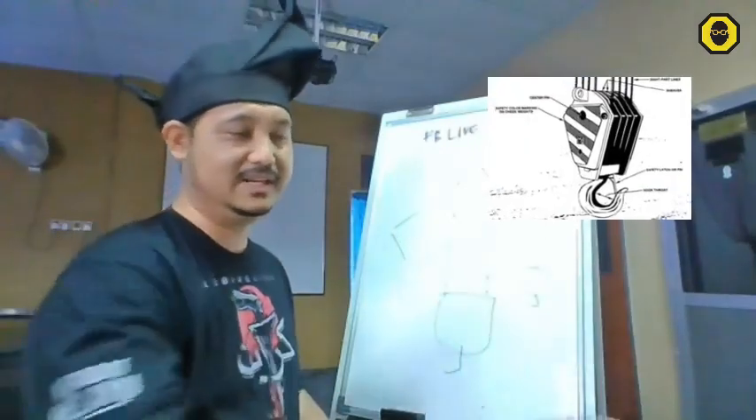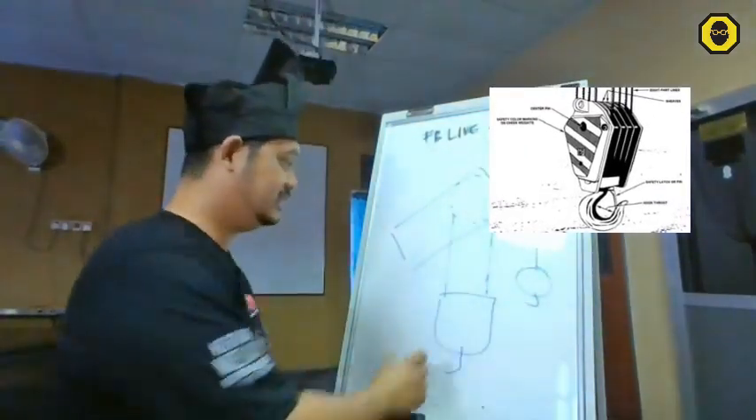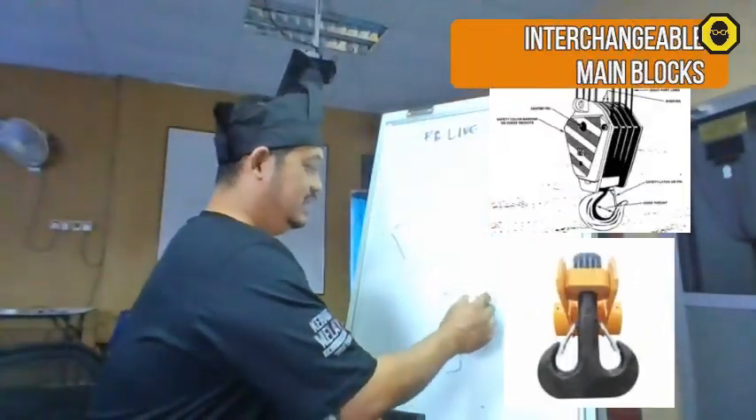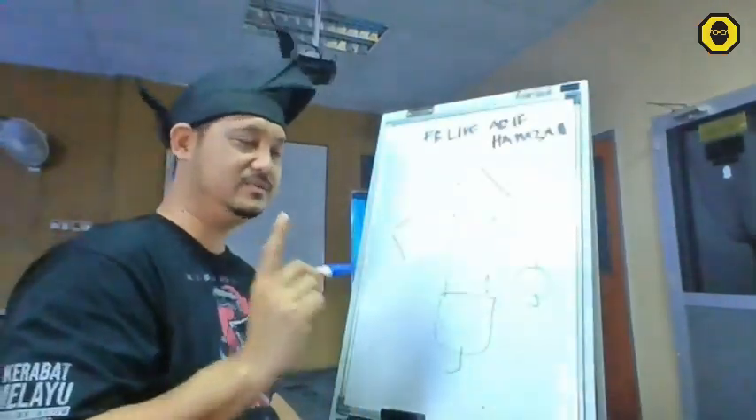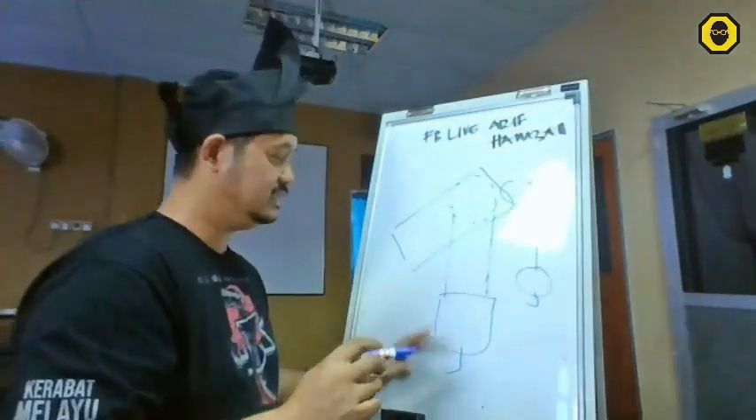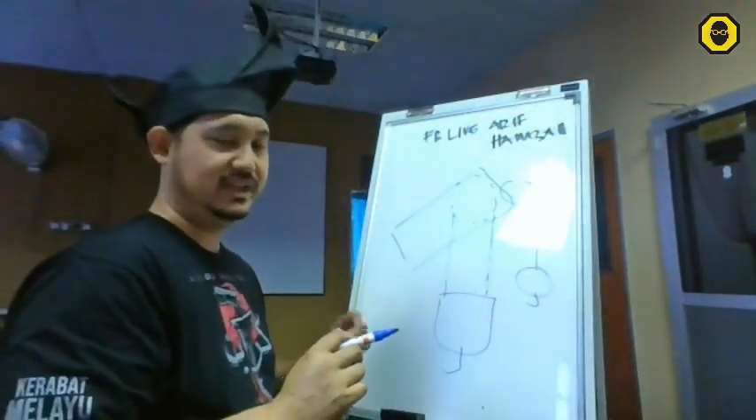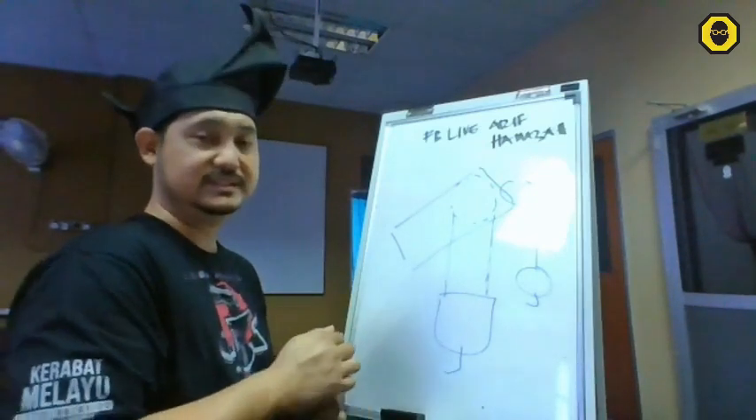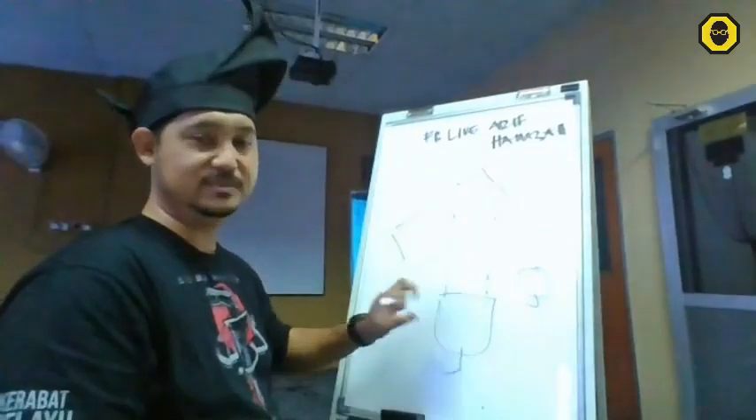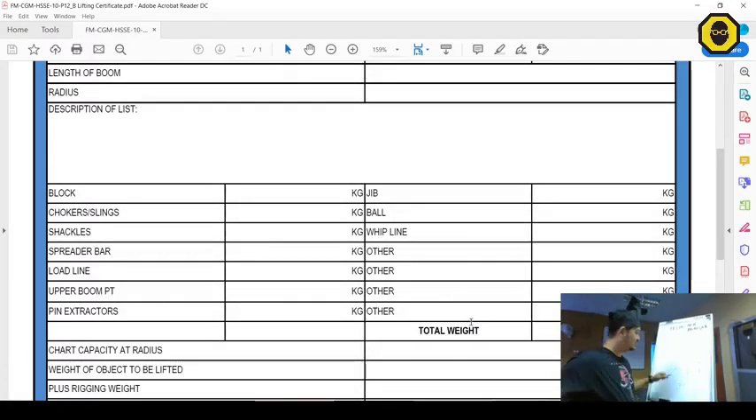When we talk about the block here, it can be changeable, depending on the crane model. You have to look at the crane manual to know whether the main block can be changed or not. This information you can get from the crane manual, which kinds of block can be changed. So the load here, the figure that you have to put here, is the weight of that block, the main block.